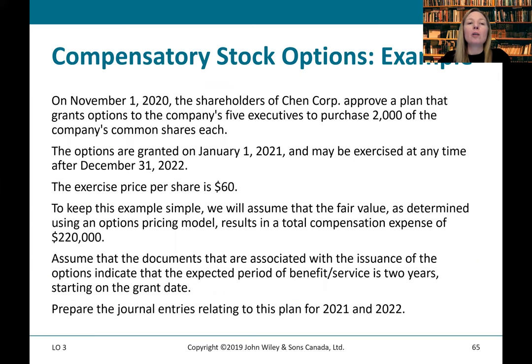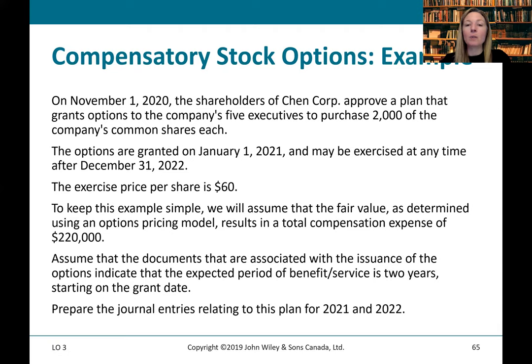Here's an example. On November 1st, 2020, the shareholders of GenCorp approve a plan that grants options to the company's five executives to purchase 2,000 of the company's common shares each. The options are granted on January 1st, 2021 and may be exercised at any time after December 31st, 2022. The exercise price per share is $60.